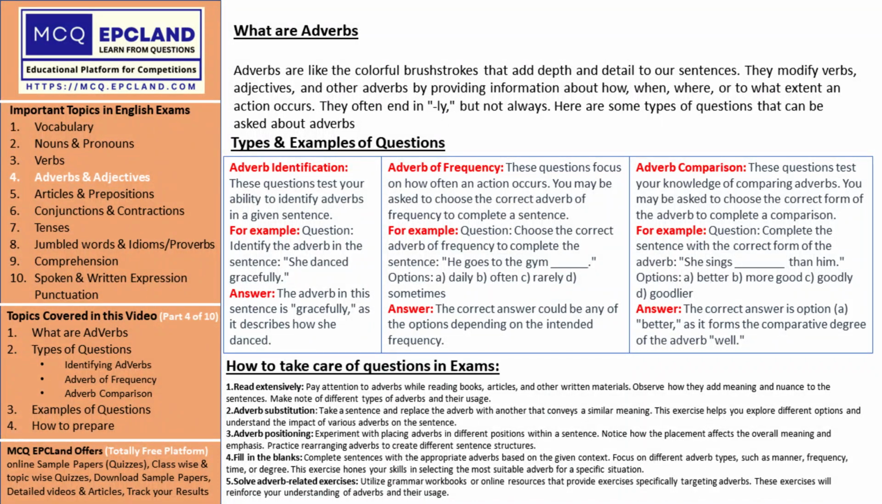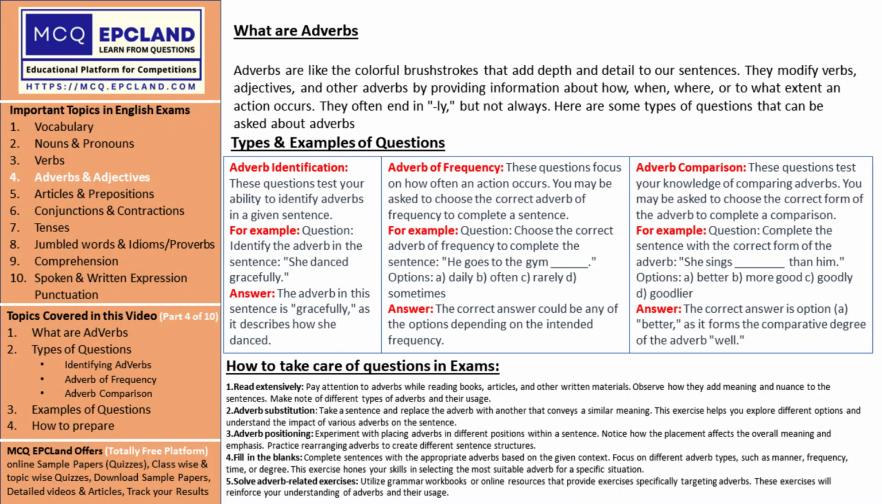Next, try adverb substitution exercises. Take a sentence and replace the adverb with another that conveys a similar meaning. This exercise allows you to explore different options and understand the impact of various adverbs on the sentence. You can also experiment with adverb positioning. Play around with placing adverbs in different positions within a sentence. Notice how the placement affects the overall meaning and emphasis. Practice rearranging adverbs to create different sentence structures.